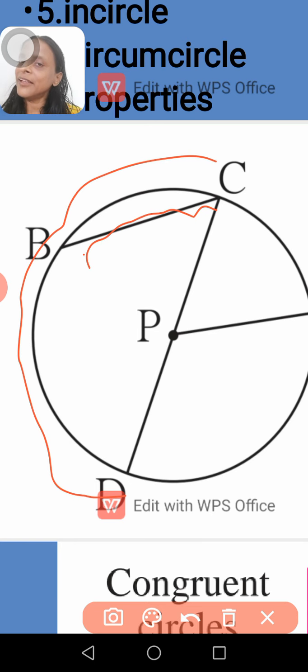Then the next one, major: an arc which is greater in measure than the semicircular arc is known as a major arc. Minor arc and major arc. Or in other words, suppose a minor arc is there, then its opposite arc to complete the circle is known as the major arc. Like that also we can understand. I hope you all understood this concept very well.